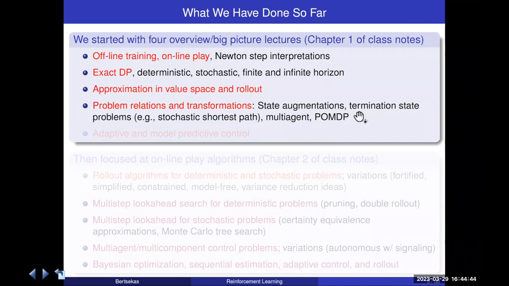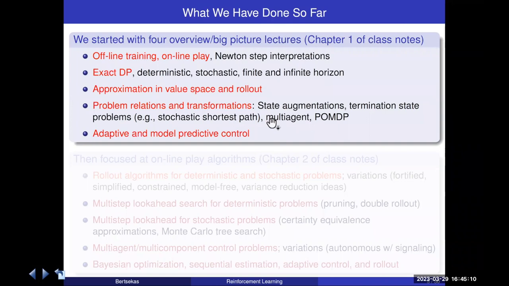We talked about adaptive control and model predictive control, not in great detail. And unfortunately, throughout the course, we're not going to cover this material very much. However, next year, I plan to focus the course on adaptive and model predictive control. The subject is too large, so we can't cover everything in one semester.